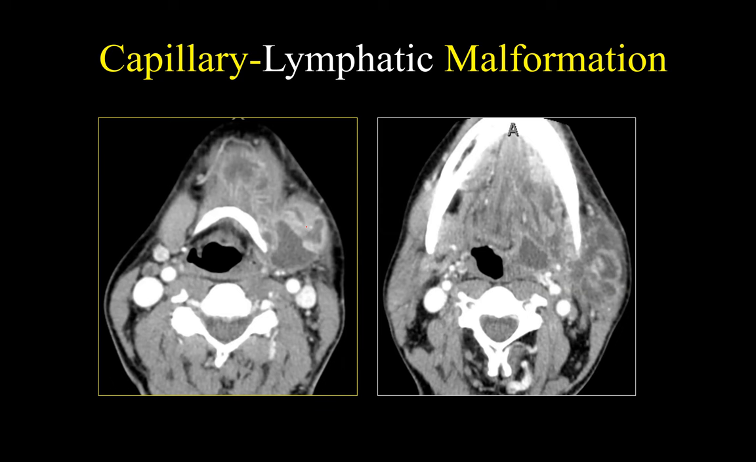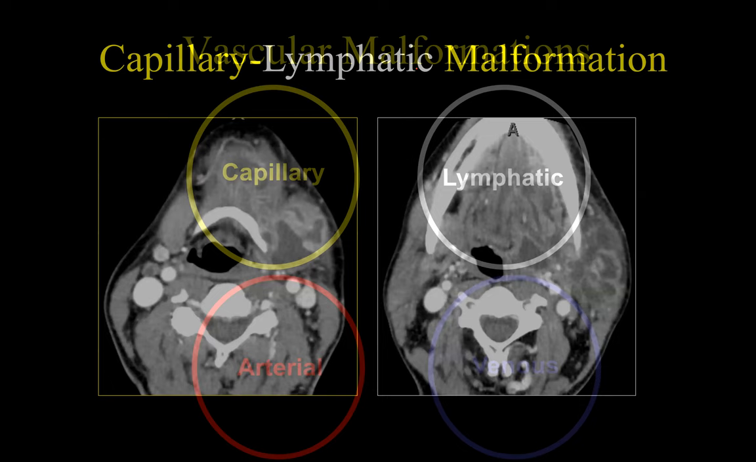Another example here, this was a transspatial lesion, so it's involving multiple areas. We can see the fluid collections. We can see this linear enhancement right here. So again, we can make the diagnosis of a capillary lymphatic or a lymphocapillary malformation.